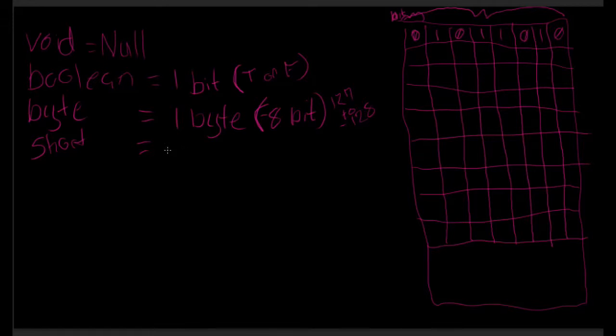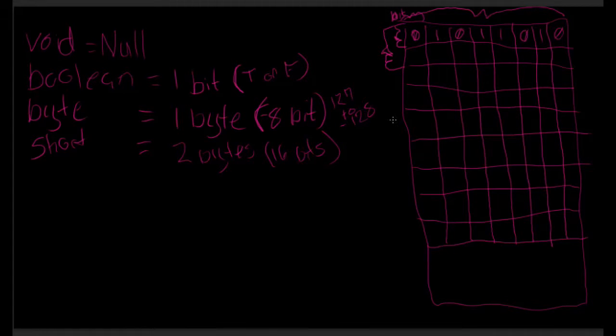So a short then is actually 16 bits or 2 bytes, and that's 16 bits. So as you can imagine, this would be a byte. Oops, the whole row is a byte. Then this, that is the ugliest curly brace I ever seen, would be a short.